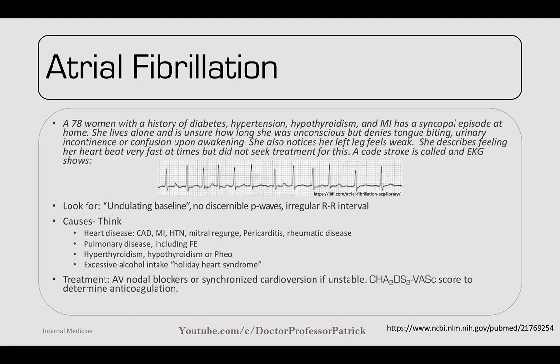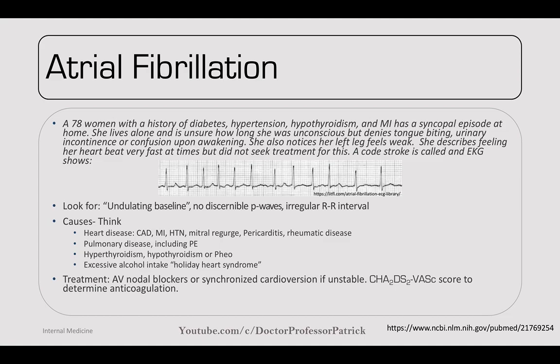So a code stroke is called, and an EKG shows undulating baseline, or there's no real baseline where the wave starts at. There's no discernible P waves, so sometimes it can look like fibrillation or just random spikes. Other times you can't really even see it if it's fibbing really fine. And then irregular R to R intervals. So out of all of the irregular rhythms, AFib is going to be your most common, so you can pick that often.